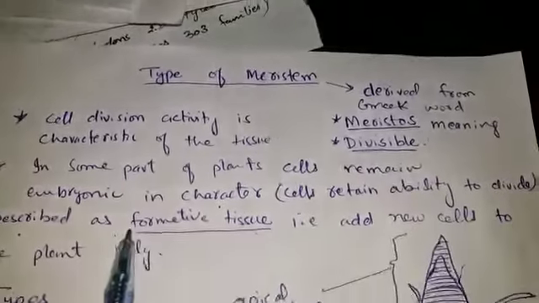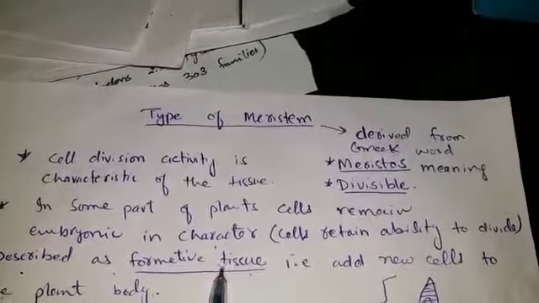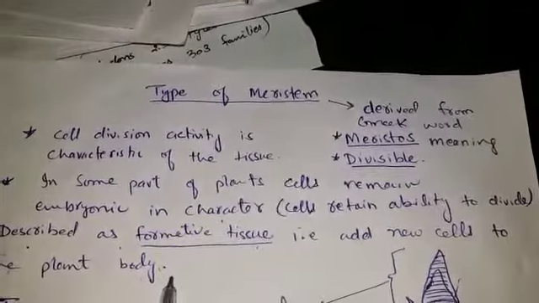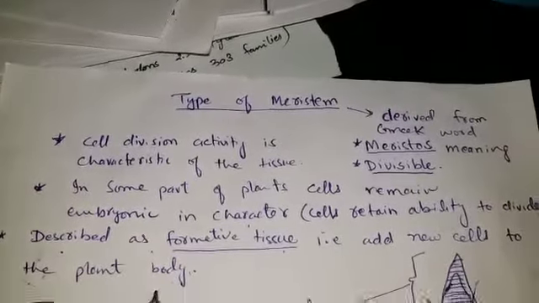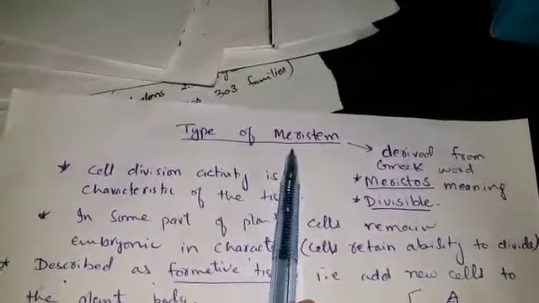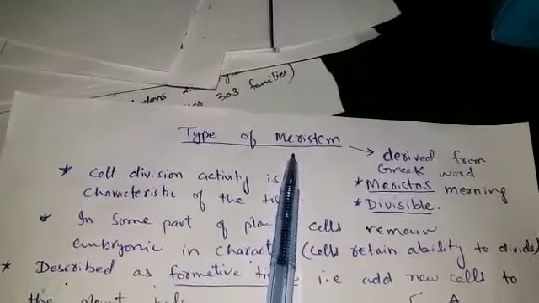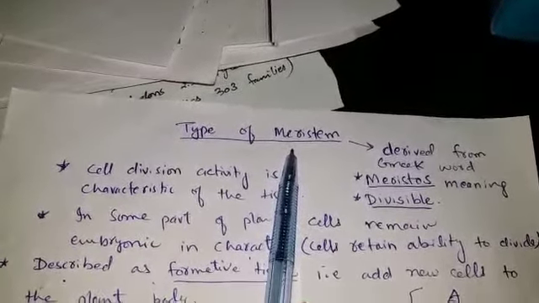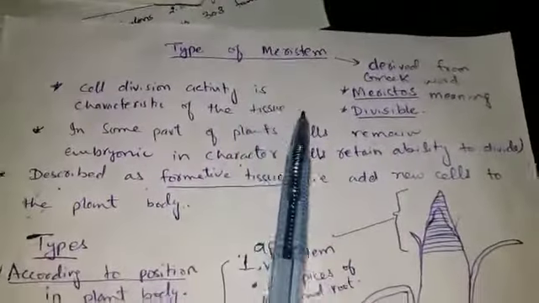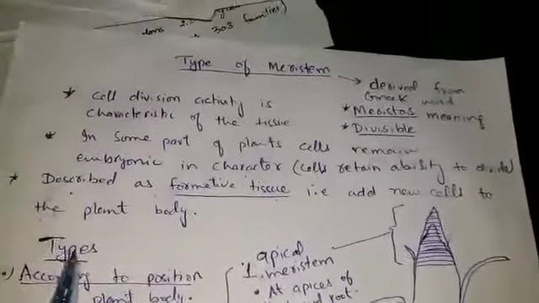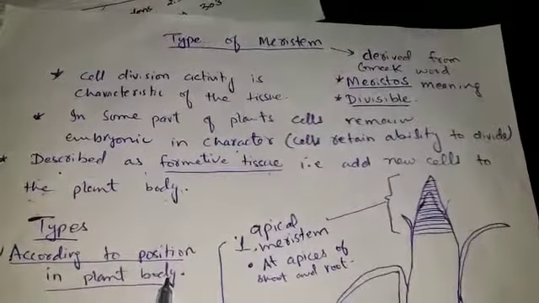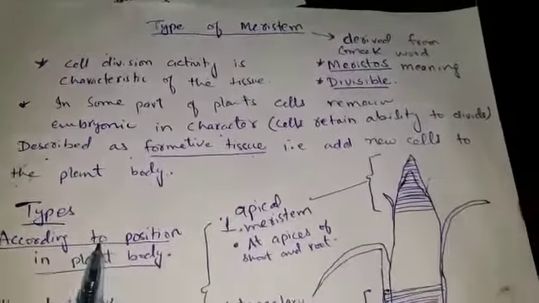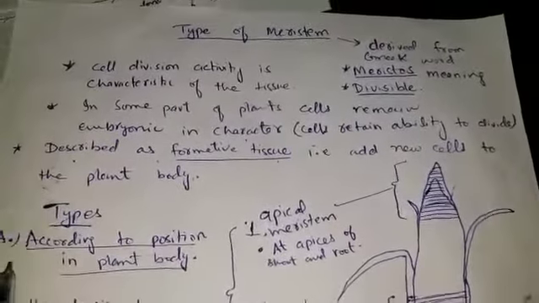These tissues are also described as formative tissue, that is, they can add new cells to the plant body. So if the growth of the plant takes place, it is due to the presence of meristematic tissue, or meristem, in the parts of the plant. Now, the question is where these meristematic tissues are present. So, according to the position in the plant body, we can explain the types of meristematic tissues.